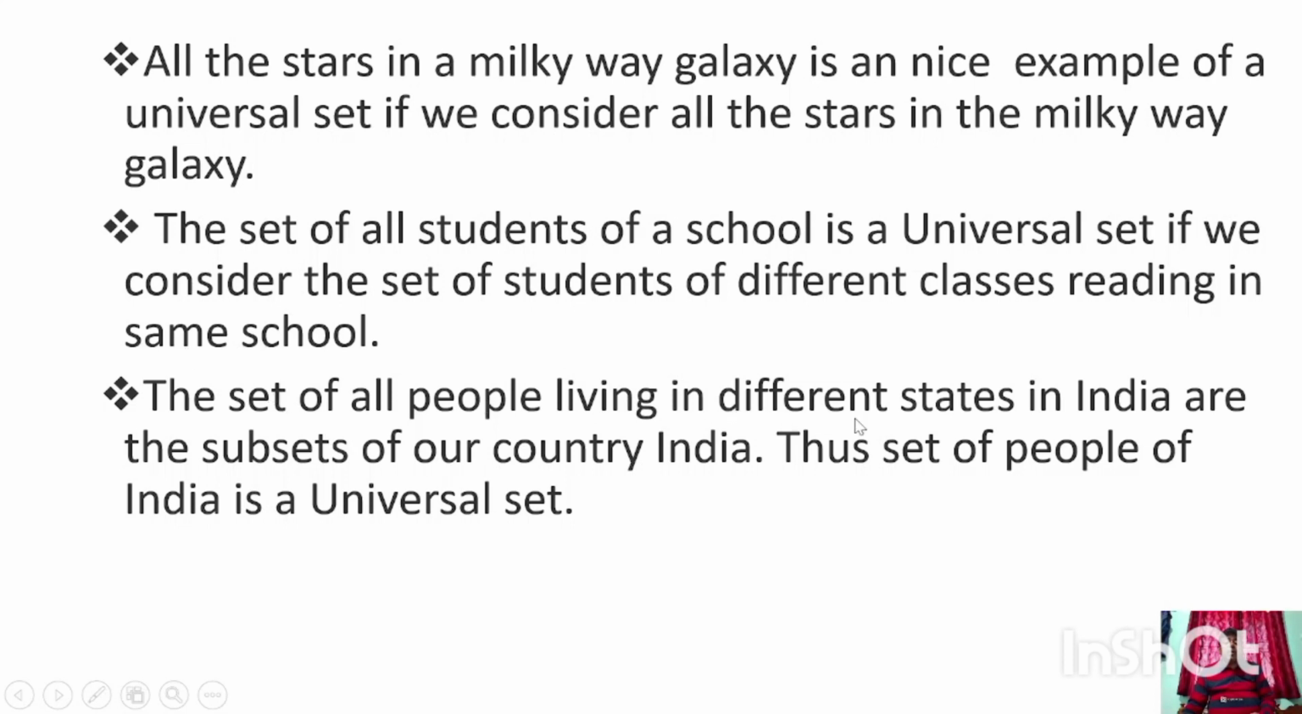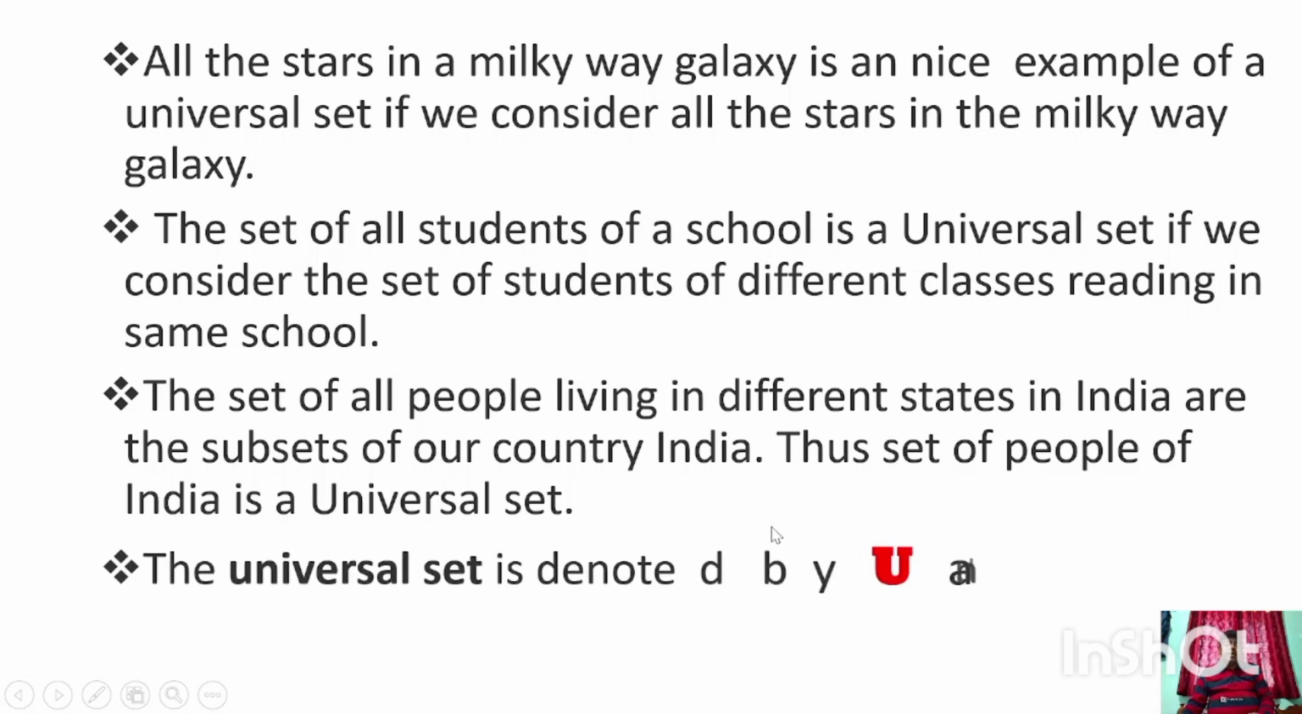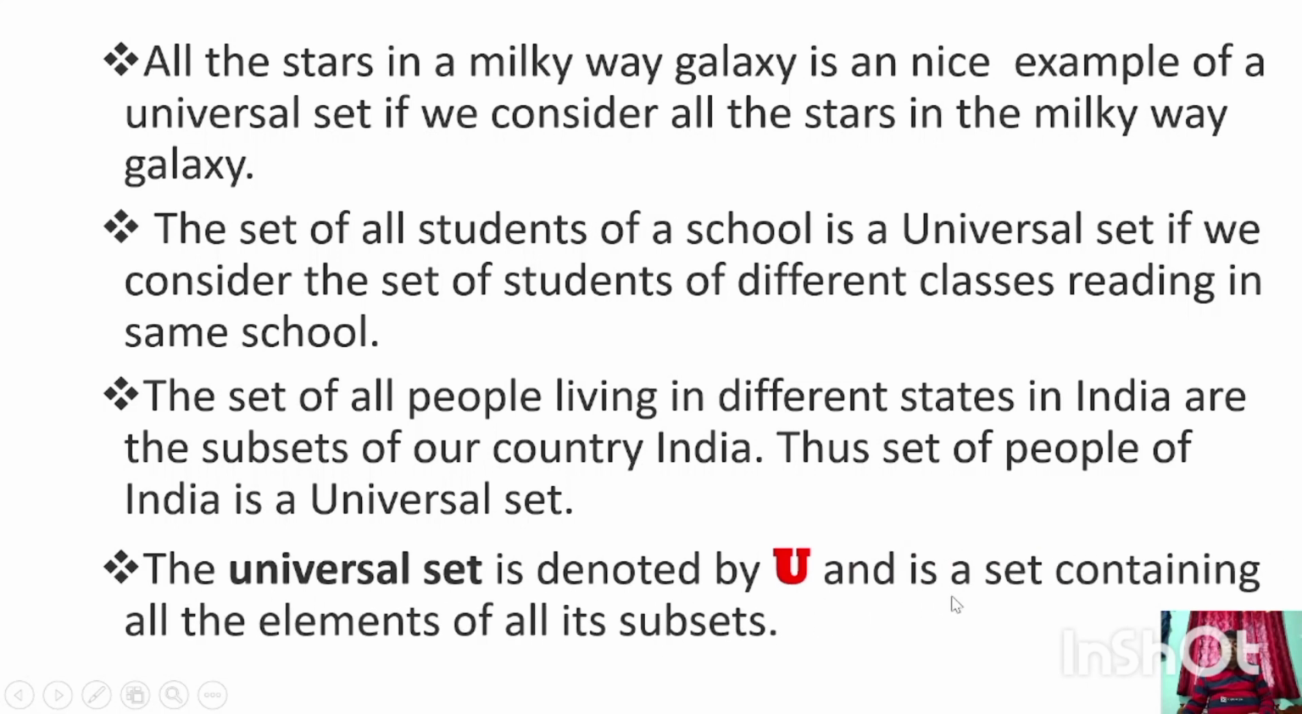The set of all people living in different states in India are subsets of our country, India. It means if you consider a number of states, and all the sets are subsets of a given particular set, then such a set is said to be a universal set. The set of people living in different states is a part of our country. Thus our country is what type of set? Universal set. Thus the set of people in India is a universal set. The universal set is denoted by the capital letter U and is a set containing all the elements of all its subsets.